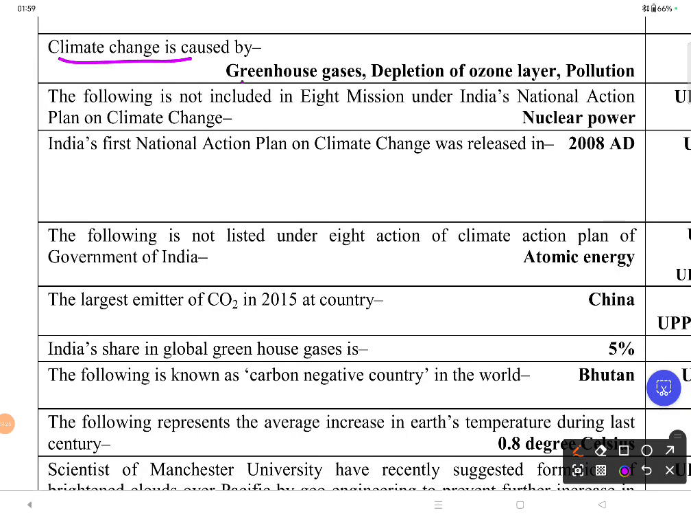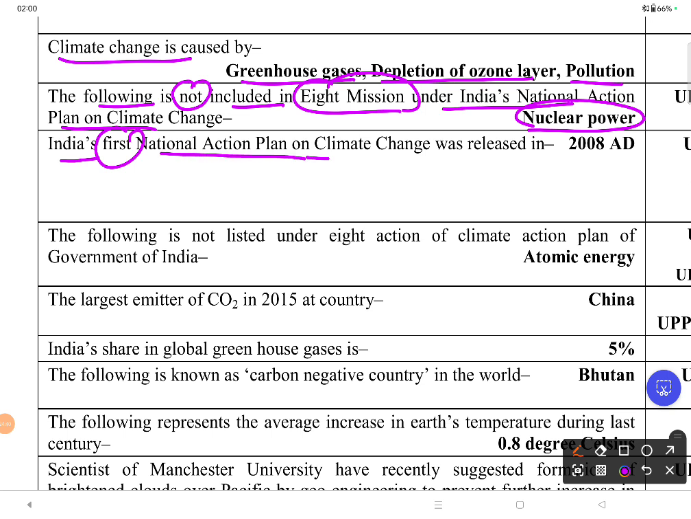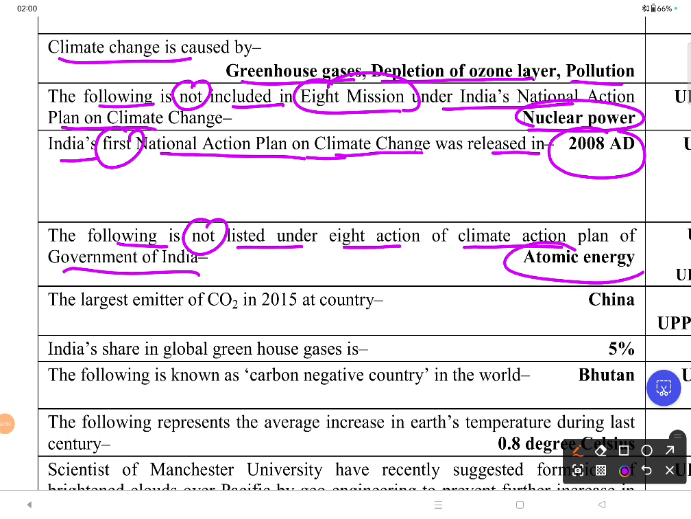Climate change is caused by greenhouse gases, depletion of ozone layer, pollution. The following is not included in the 8 missions under India's National Action Plan on Climate Change: nuclear power. India's first National Action Plan on Climate Change was released in 2008. The following is not listed under the 8 actions of Climate Action Plan of Government of India: atomic energy.